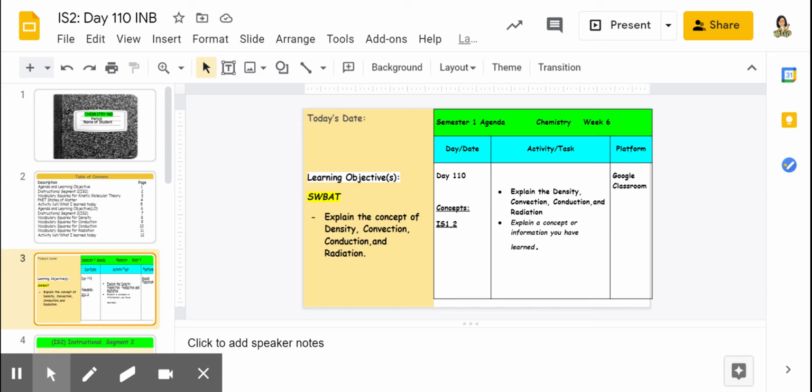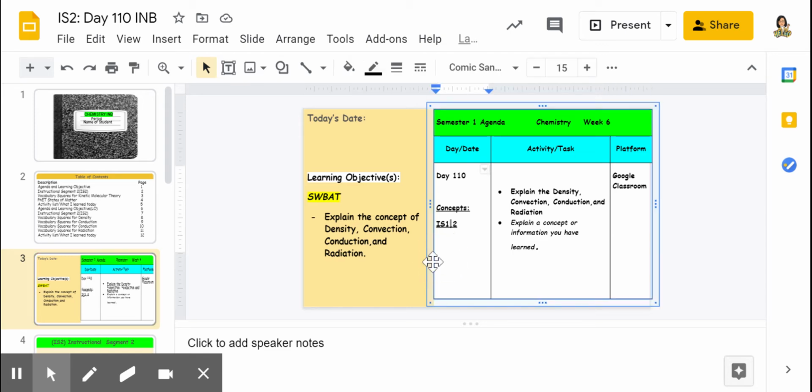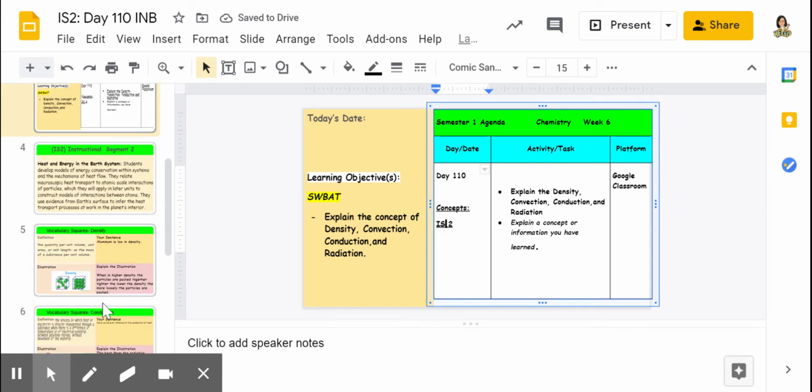So, in this lesson, the objective is to explain the concept of density, convection, conduction, and radiation, which later on can be used to explain IS3.